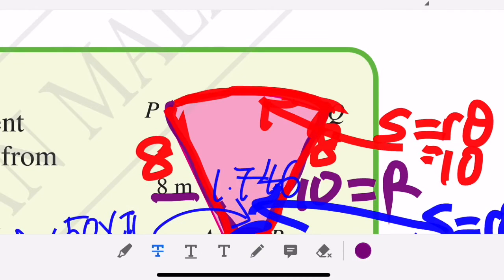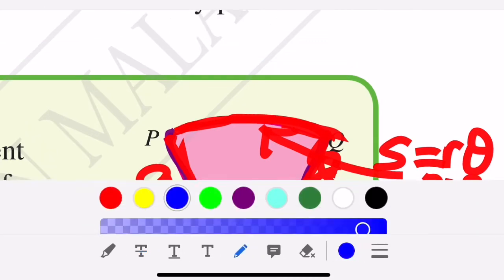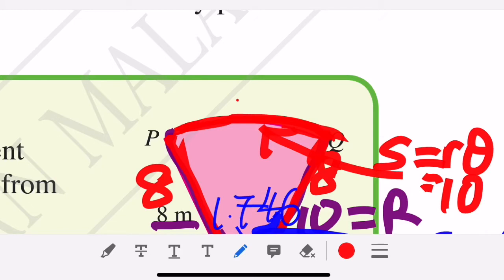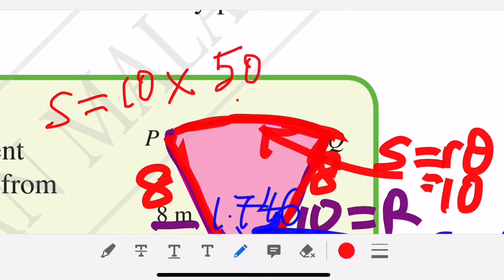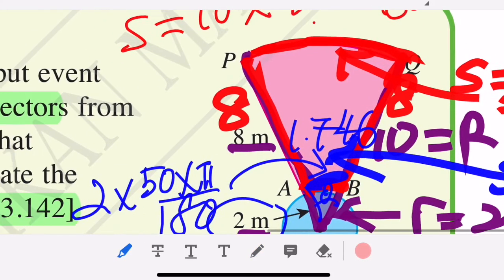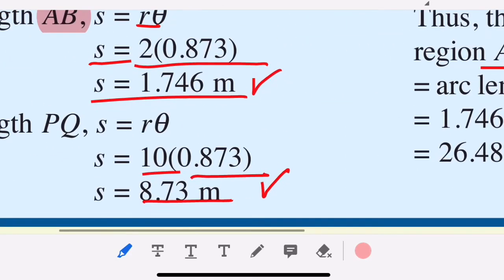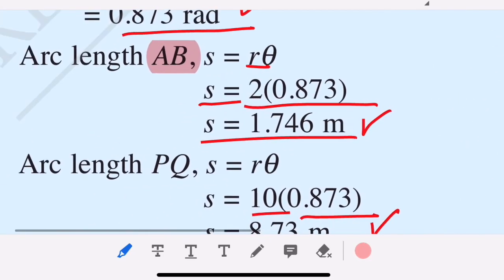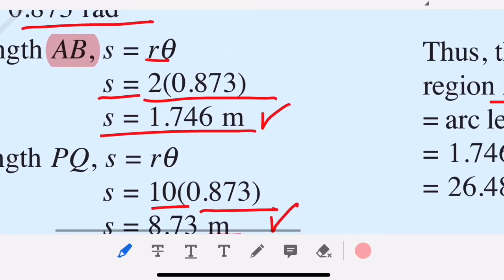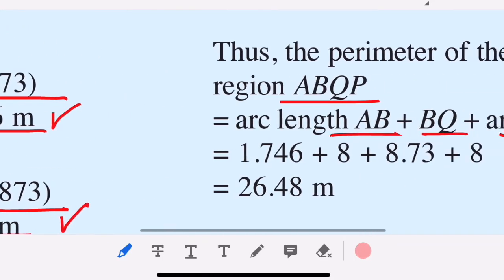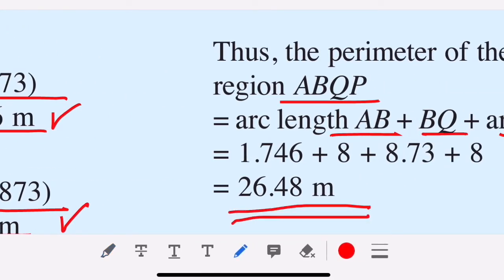And then for the bigger one, we will take s equal to 10 times 50 degree times pi over 180 degree. Okay, pi must be the pi given by the question, right? So that is how you solve the problem. So this is a HOTS question, but it's quite simple. Okay, settle. This is the answer for the question involving circular measure.